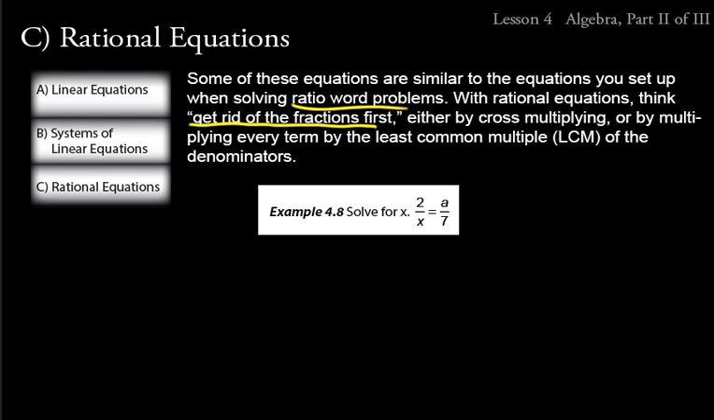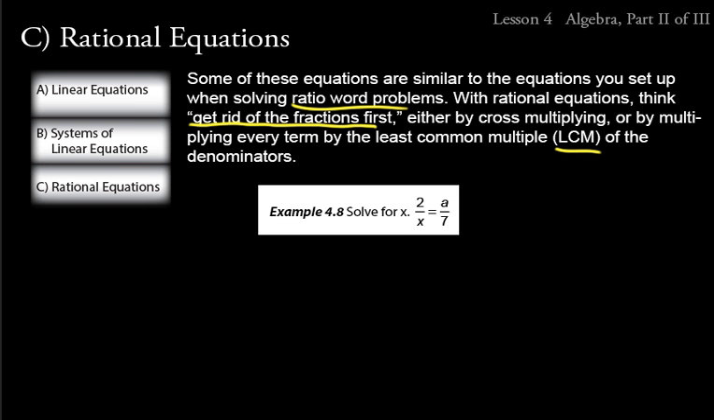You can either cross multiply or multiply every term by the LCM, least common multiple of the denominators. So look at example 4.8, solve for x. We just see fraction equal fraction. Easiest way to solve those is cross multiply. Notice we're not solving for a. There's two variables here. That's okay.